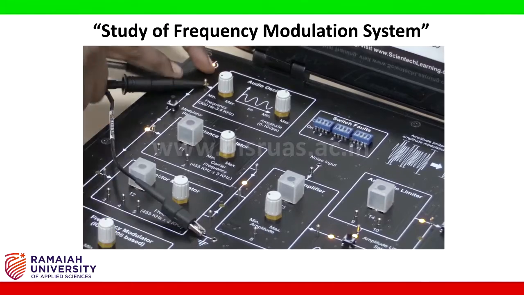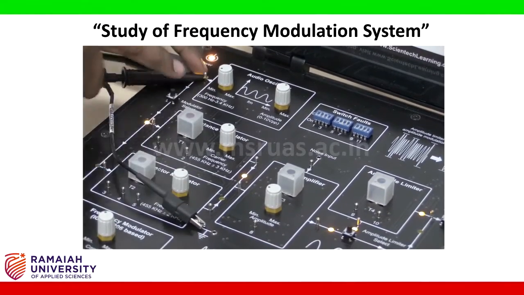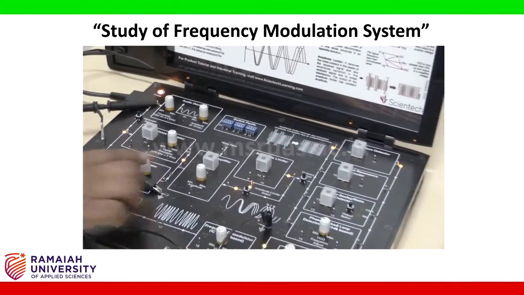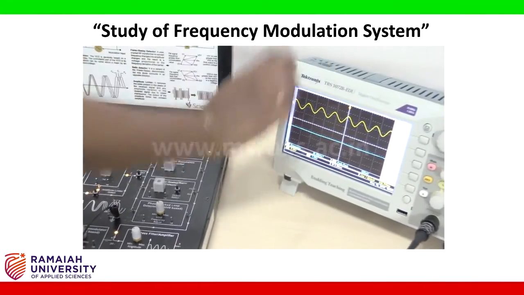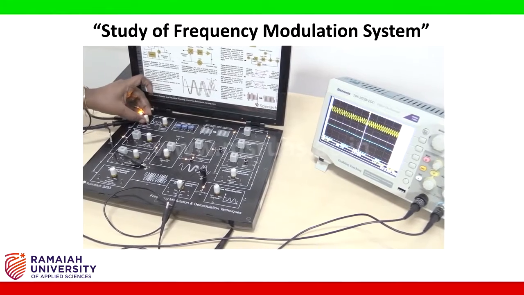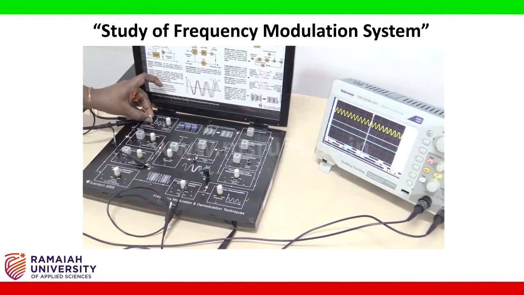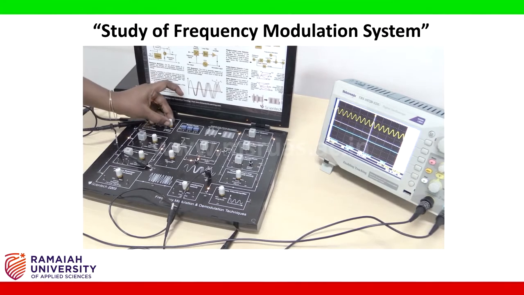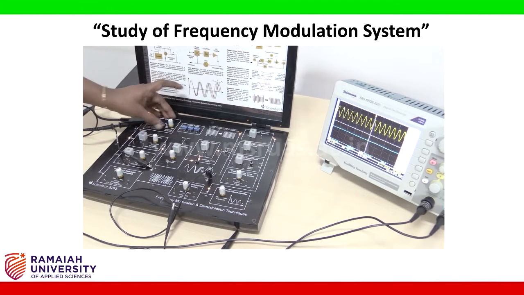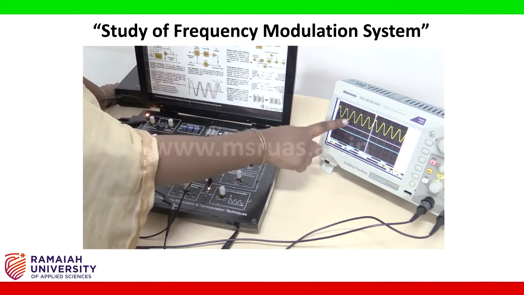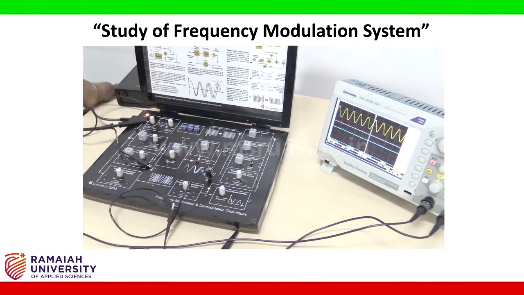So this is the CRO channel. The output from this probe is going to CRO channel number 1. You can visualize in the CRO the message waveform. As I tune the frequency knob, the frequency of the message wave changes. Similarly, as I change the amplitude knob, the amplitude of the wave gets changed. So now the message signal has been displayed in the CRO.